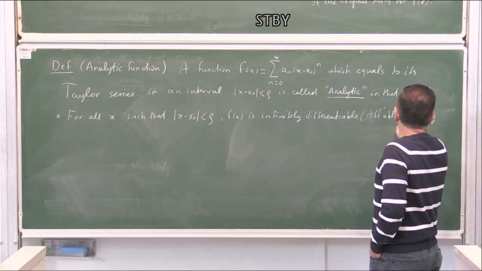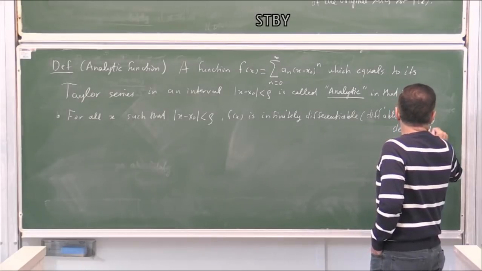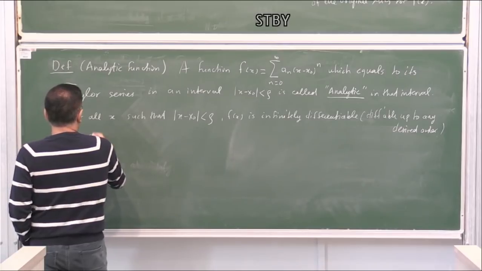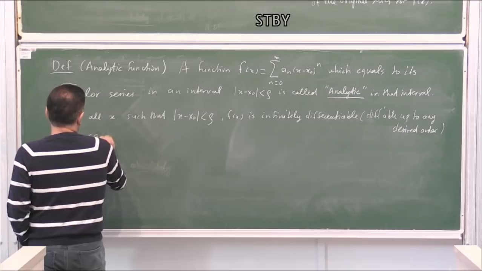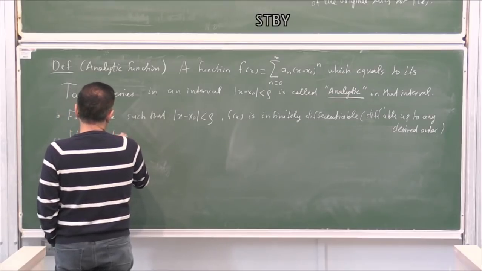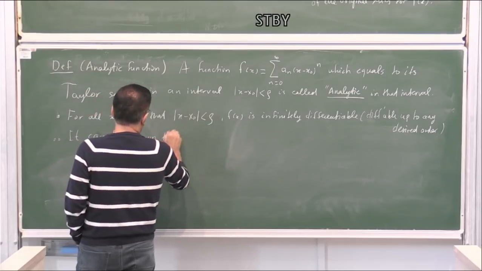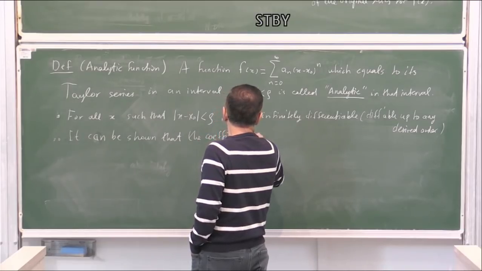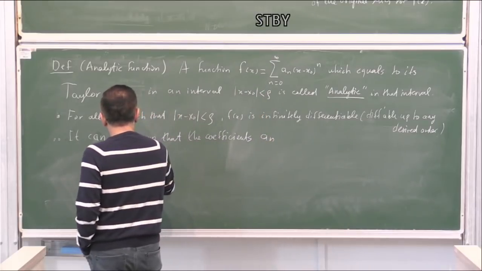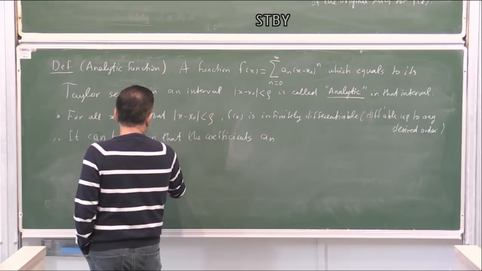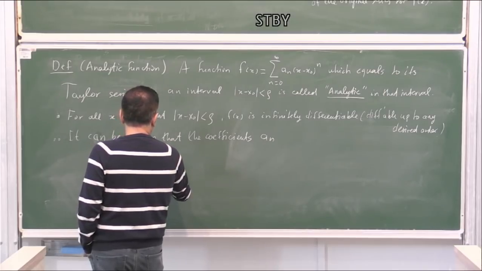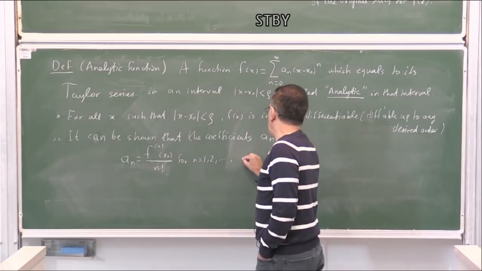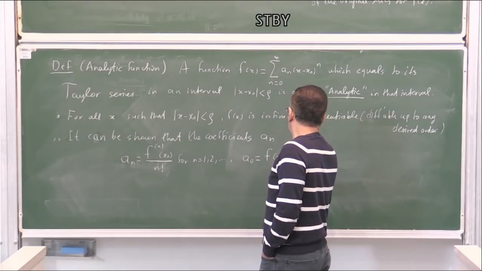Up to any desired order. Okay? Second, if you recall calculus, it can be shown that the coefficients an have the form ... 1, 2, 3, where a0 is clearly f of x0.